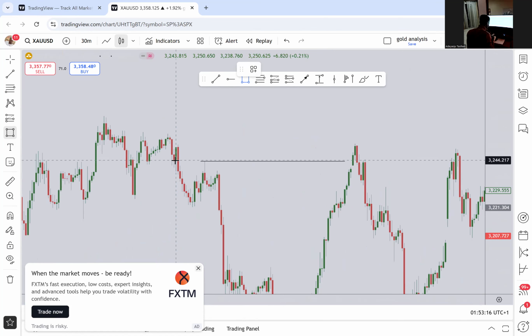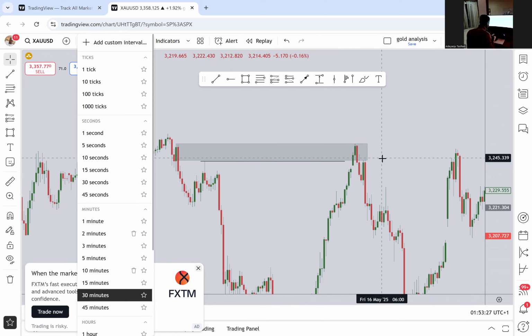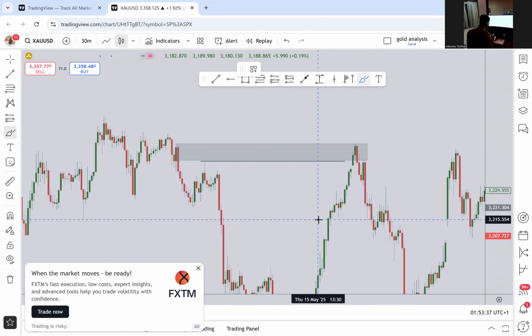So we can just mark this supply, right? Let's mark that supply. Now that we've marked the supply, we want to see the area where the highest level is, where price kind of stopped before. Let me explain. Let me use an illustration. So this is what we are looking for.